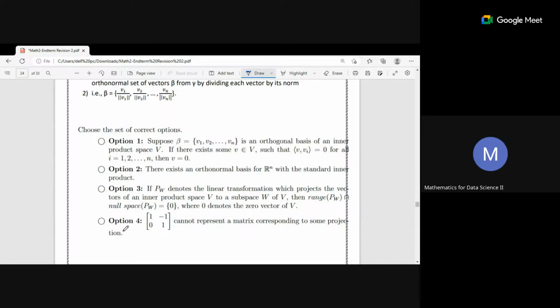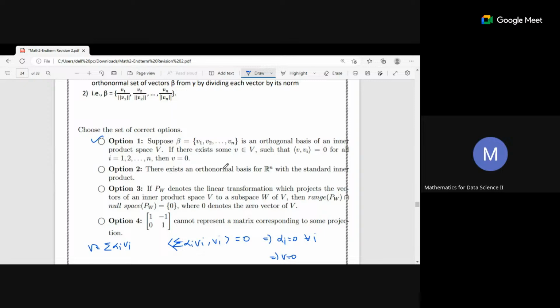Already we have discussed this. There are several ways to do that, because V is equal to sigma alpha_i times Vi. So the inner product of sigma alpha_i Vi with Vi is 0, and you know that this is an orthogonal basis. So what you will get is that alpha_i is equal to 0 for all i, which means your V is equal to 0. Okay. There exists an orthonormal basis for Rn with the standard inner product.